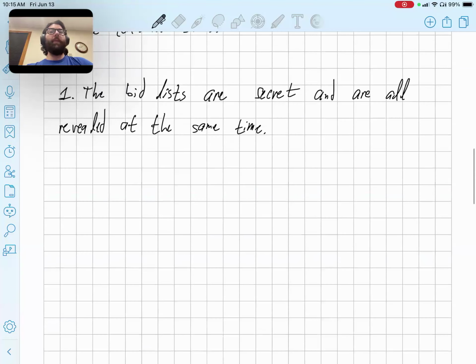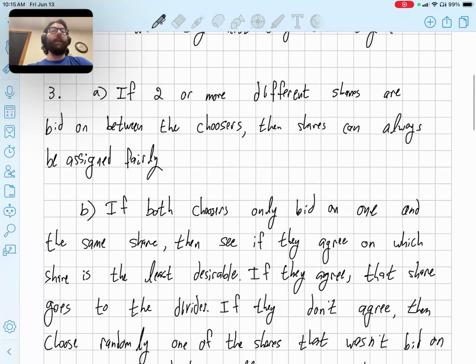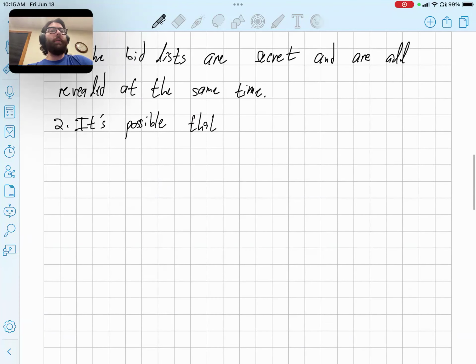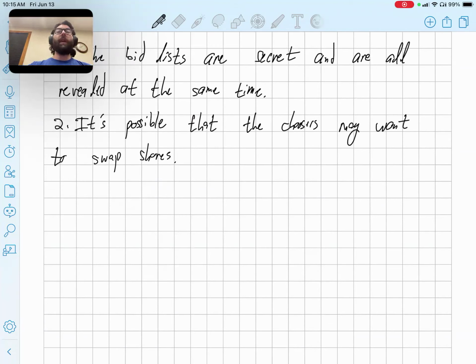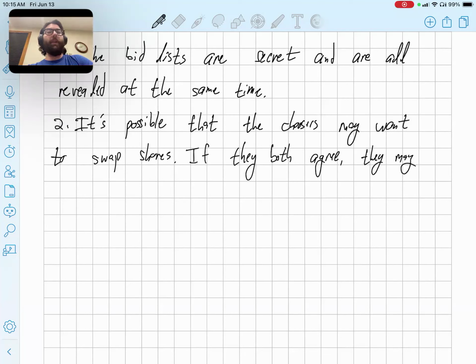Okay, and so another thing is, in this case A, it's possible that the choosers may want to swap shares. If one chooser prefers the other chooser's share and the other chooser prefers the first chooser's share, then they can swap. If they both agree, they may do so.